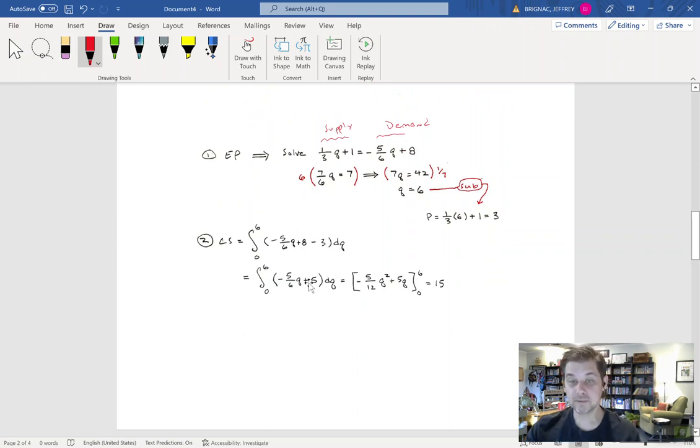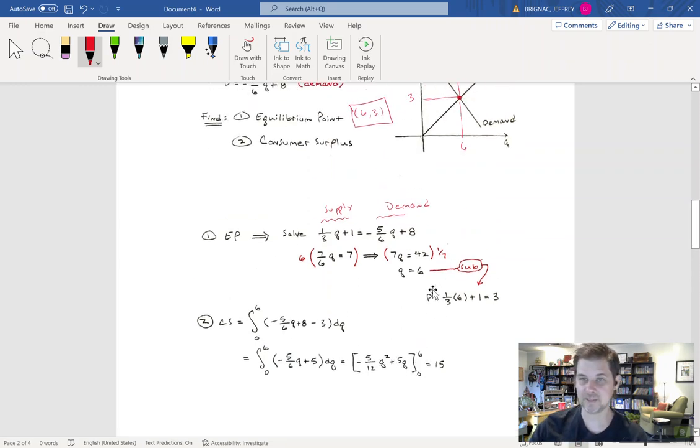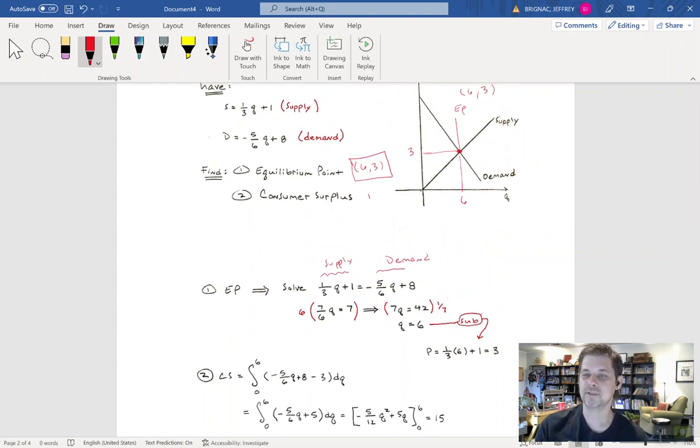This is a definite integral. I'll take the 8 minus 3 and combine that into a 5 right there. And here's my antiderivative, which is the whole key to evaluating a definite integral: negative 5 over 12 q squared plus 5q. Then I put my bounds in. If you put 6 in, and then you put 0, you'll get 15. So 15 is the consumer surplus. If it was given that our unit for the price was in dollars, then consumer surplus has units in currency, dollars.